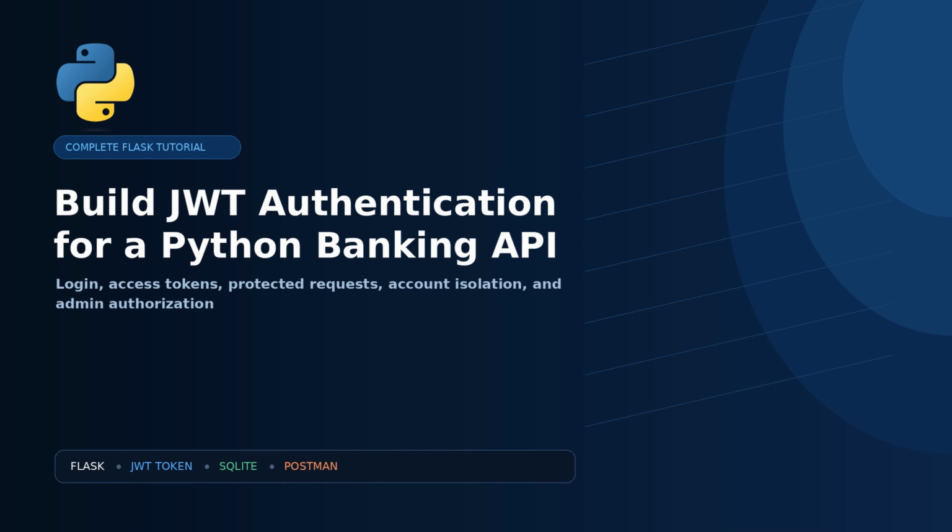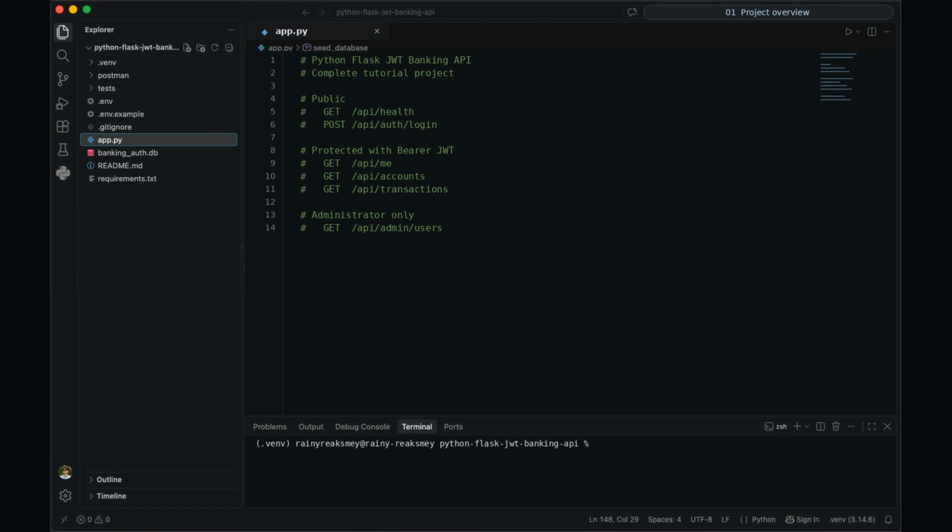In this tutorial, we will build secure JWT authentication for a Python banking API using Flask, SQLite, and Postman. We will create a public health check and login route. Then we will protect the current user, account, and transaction listings. Finally, we will add an administrator-only user endpoint.